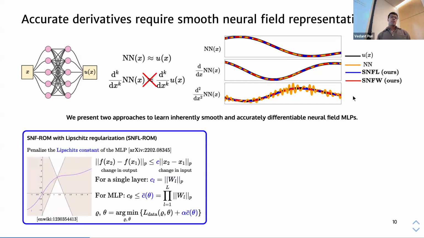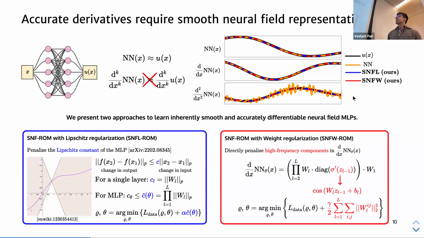So our first method is called smooth neural field with Lipschitz regularization. And the entire idea is to get a hold of the Lipschitz constant for an MLP. We essentially are able to approximate the upper bound of the Lipschitz constant of an MLP, and then we toss that into the loss function to minimize that directly. And what that leads to is inherently smooth solutions.